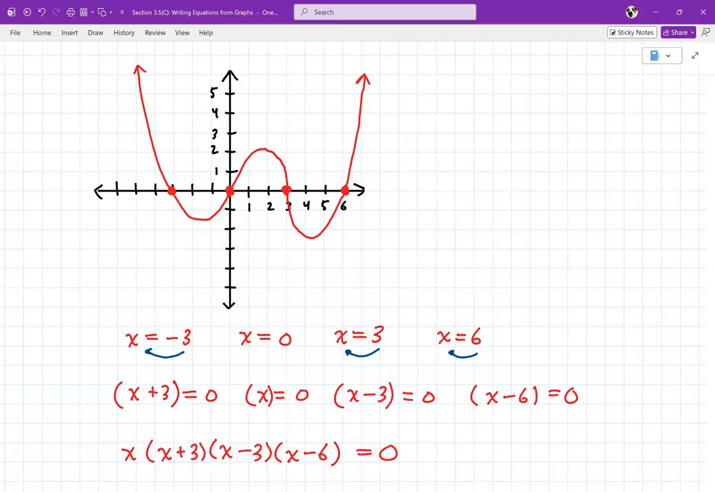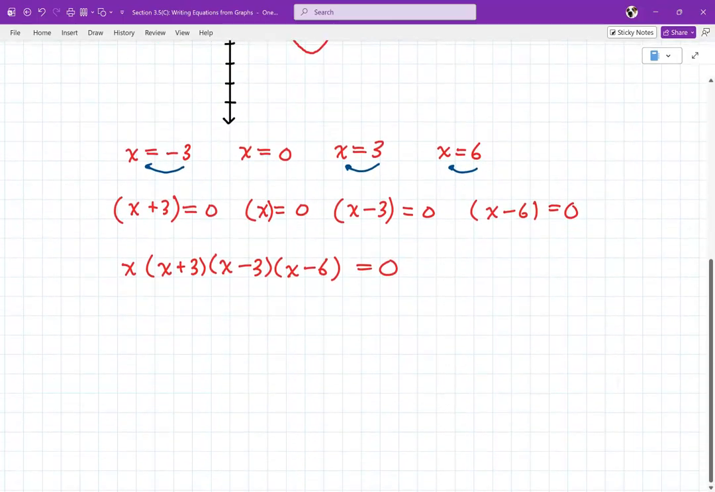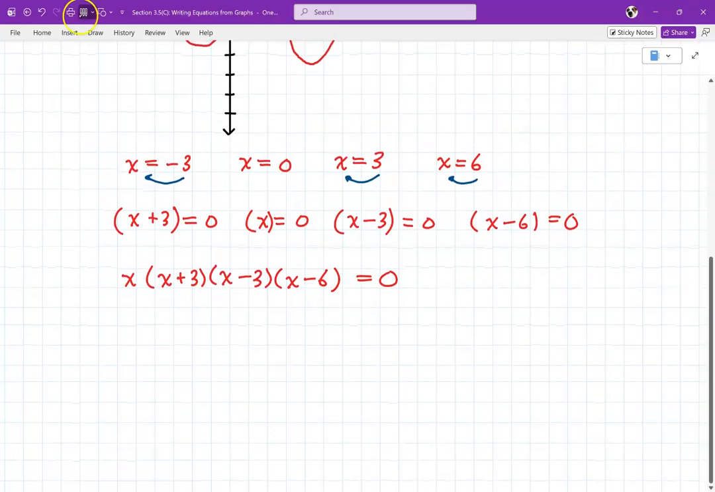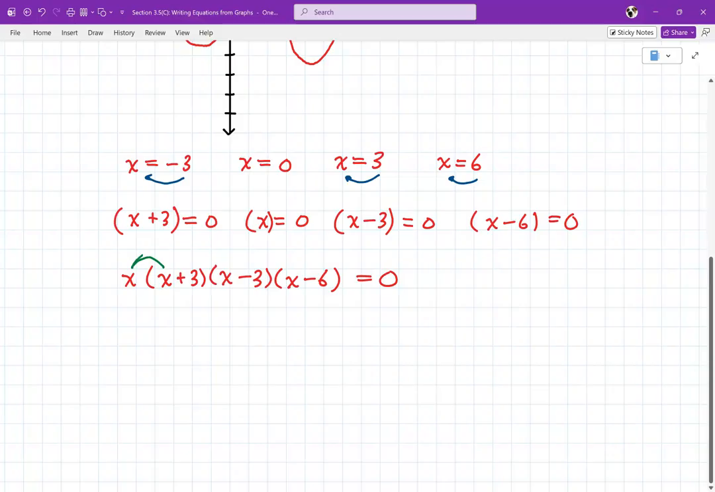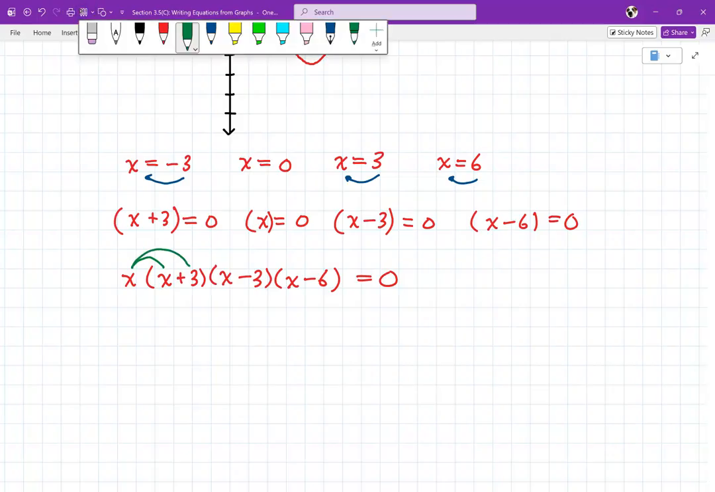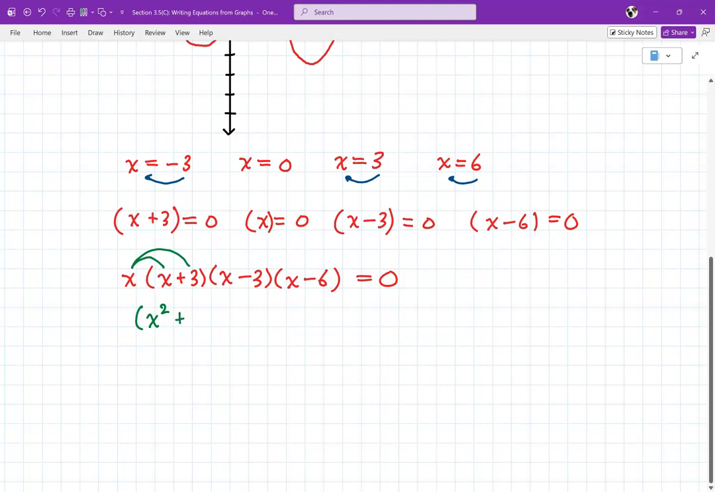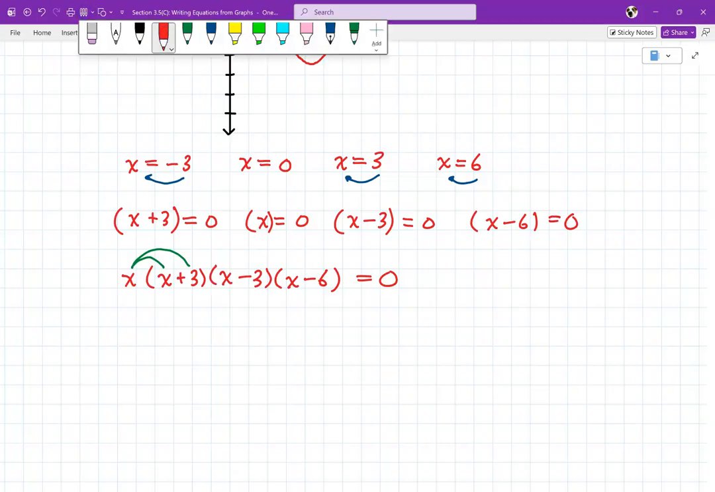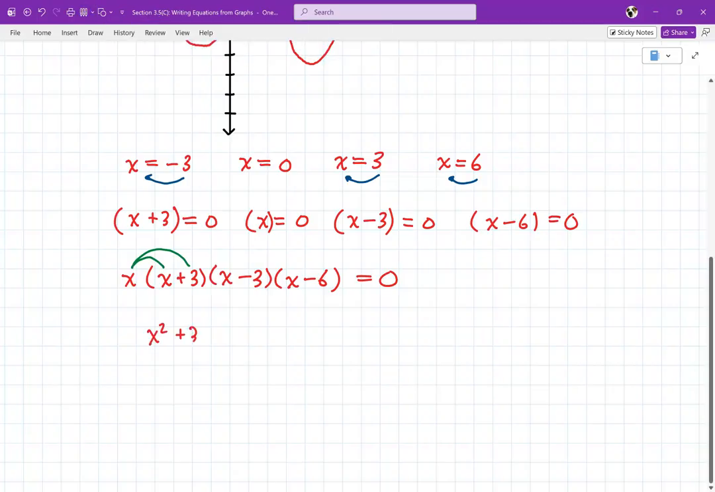I think the multiplication part is the hardest part. This could take a little bit of time, but not too much time. So here we go. Let's start off with x times x plus 3. That gives me x squared plus 3x. Oh, let me change the color, I'm sorry. When I multiply that out, I get x squared plus 3x. Now, so I don't waste too many steps, you see how I have two binomials at the end, x minus 3 and x minus 6? Let me multiply those out as well. I'm going to do those at the same time.